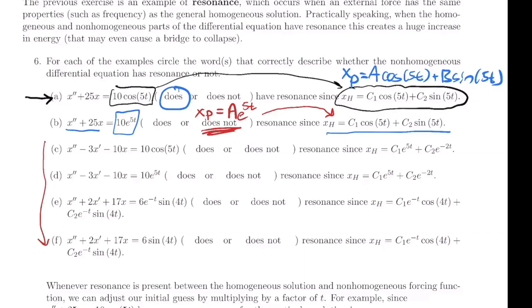The idea here is to just get comfortable with identifying when things have resonance and when they don't, and then coming up with a guess. And if you have any questions, feel free to just chat me privately. I'll see them in the chat.